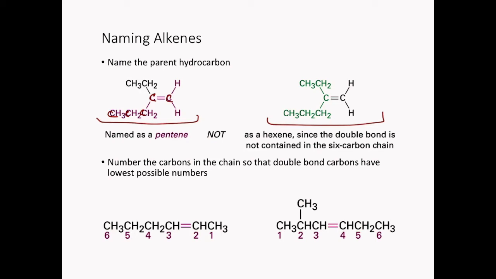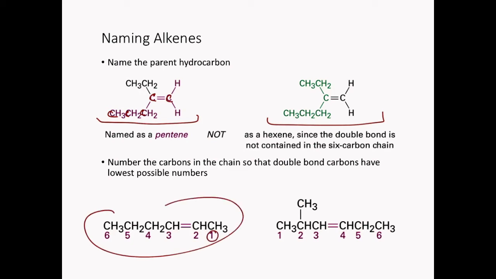Now, when you're figuring out the longest chain, when you have an alkene, you want the longest chain that contains the double bond. That's very important. It must contain the double bond. Next, you want to number the carbons in the chain so that the double bonded carbons have the lowest possible number. So you're going to start from the side that gives the first carbon of the double bond the lowest number. So in this example, we'd start over here on the right with 1.